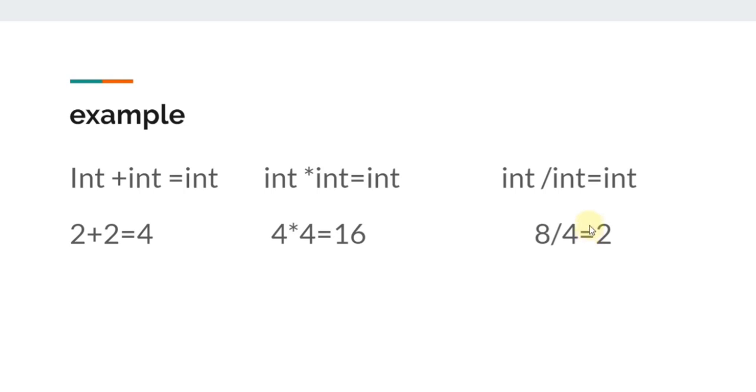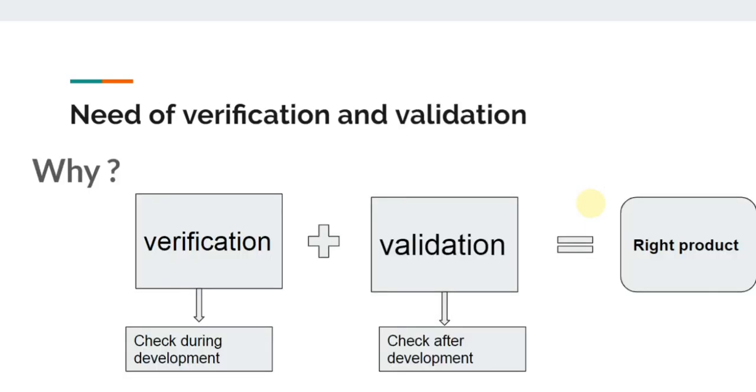Verification is the process by which we check the software during the development, and validation is the process by which we check the software after its development is completed. So when the software development is completed, we validate it. Verification is checking the system during the development, and validation is the process by which we check the system after its development is completed.